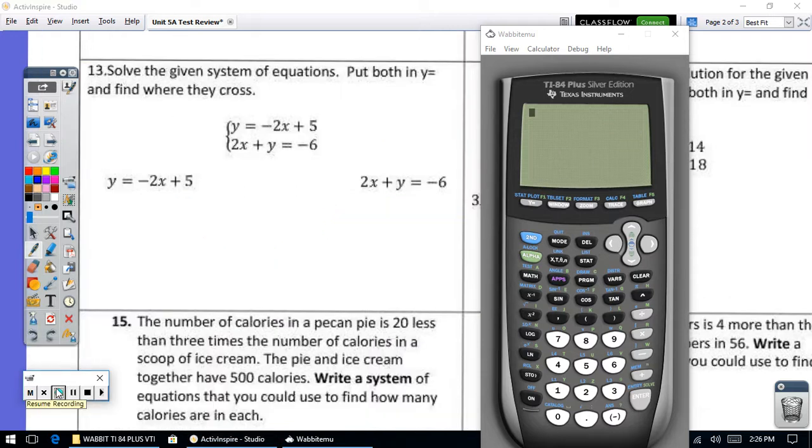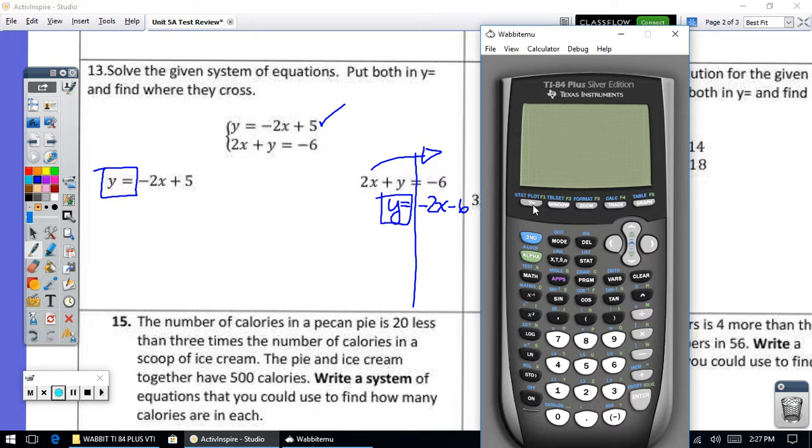13, solve the system. This guy is good to go. It's in y equals. However, this one is not. We're going to move the 2x to the other side by doing opposites, bring down the y. Now we're in y equals. Put both of them in y equals, and we are going to graph these. And let's see what we have.